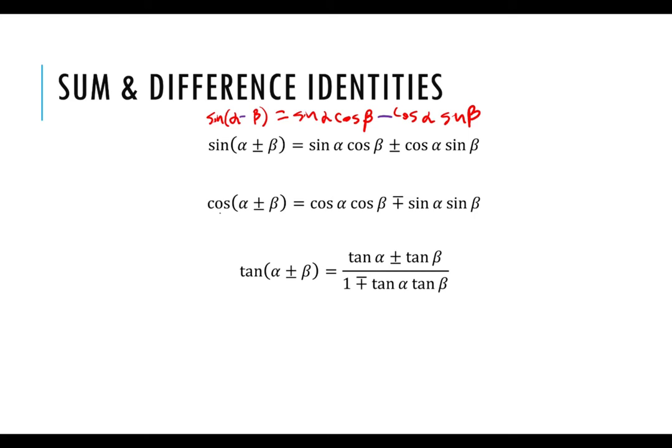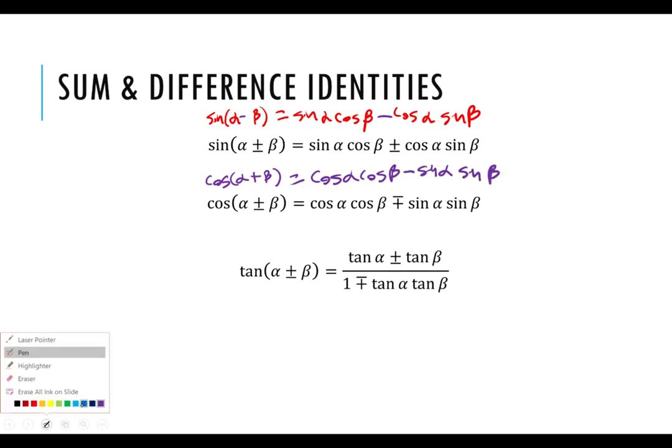Notice that the cosine formula is cosine of alpha plus or minus beta. If I had cosine of alpha plus beta, that's the same thing as cosine of alpha cosine of beta minus sine of alpha sine of beta. If I change the sign from plus to minus, then for cosine it becomes plus, okay? That's the way the formulas are read.